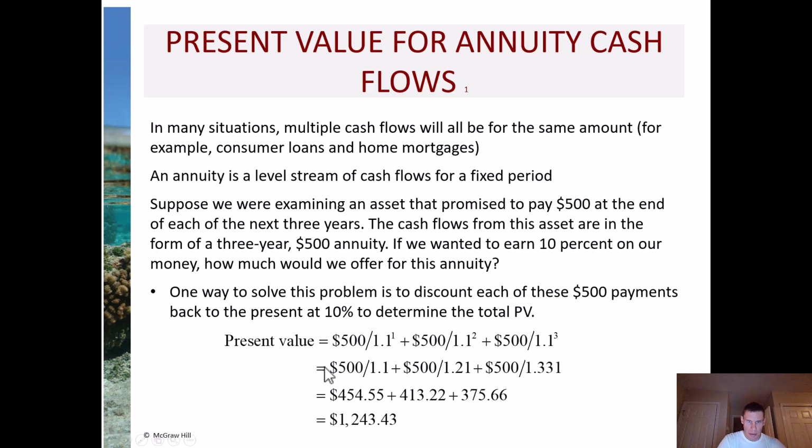That's what I'm showing you down here. For the first one, 500 over 1.1 to the power of 1, then to the power of 2, and then to the power of 3, for those 3 years. Then we simplify it out and we get 1,243.43. So that's like saying $500 for each period is currently worth, based on a 10% rate of return or 10% discount rate, 1,243 bucks and some change.